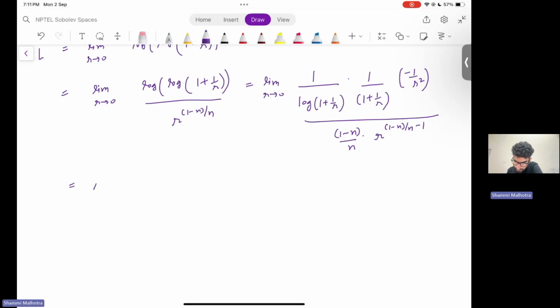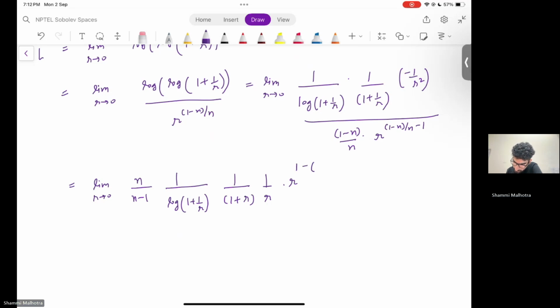So all of this can be written as limit r tending to 0, n upon n minus 1, and this is 1 upon log 1 upon 1 plus r, 1 upon 1 plus r, and there's one more r, and the r is power of 1 minus n whole divided by n.